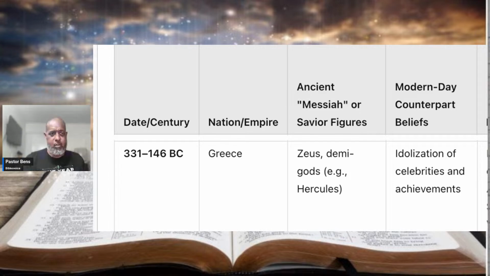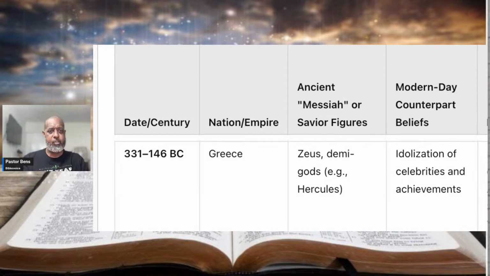How can Jesus say there will be false messiahs, but we're going all the way back to Greece? And if you look at the dates, 331 to 146 BC, that was long before Yeshua was even born.